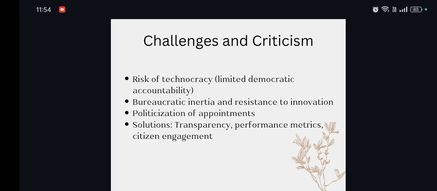However, bureaucratic elites also face significant criticism. There's the danger of technocracy, where unelected officials hold too much power, distancing policy making from citizens. Bureaucratic systems can become rigid and resistant to innovation, and at times, politicization compromises neutrality and professionalism. Solutions include introducing greater transparency, performance linked incentives, and public engagement in governance processes.